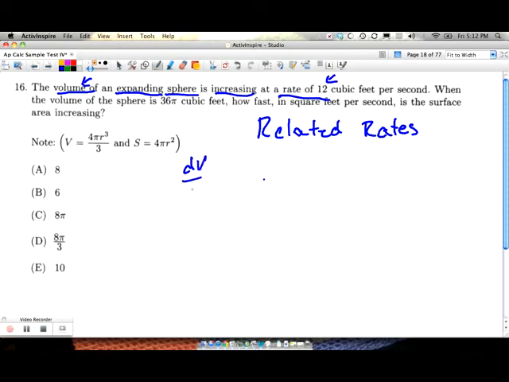So it says the volume is increasing. That means they just told me that dV/dt equals 12. When the volume of the sphere is 36, we know that volume equals 36 pi. How fast, in square feet per second, is the surface area increasing? Ooh, so they give us one to work with, but then we've got to plug it into the other one. Well, let's see how this might work.